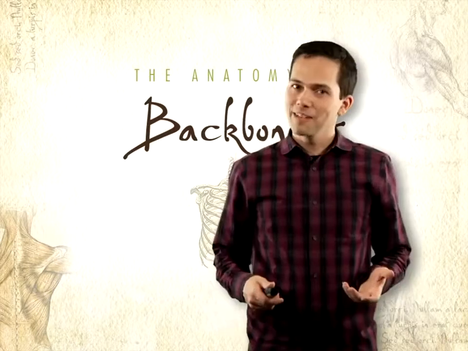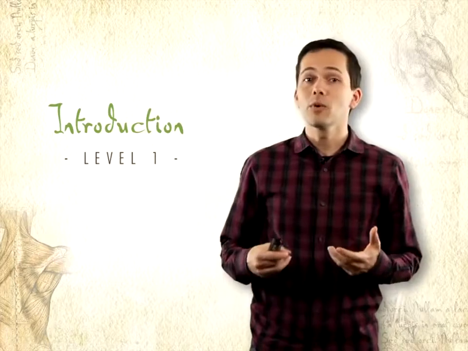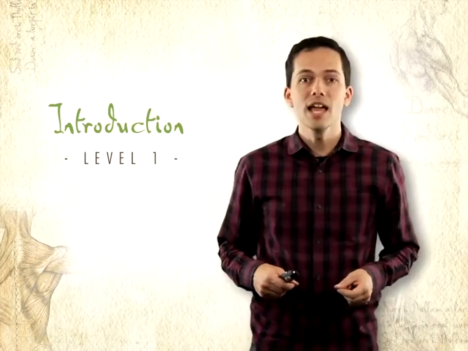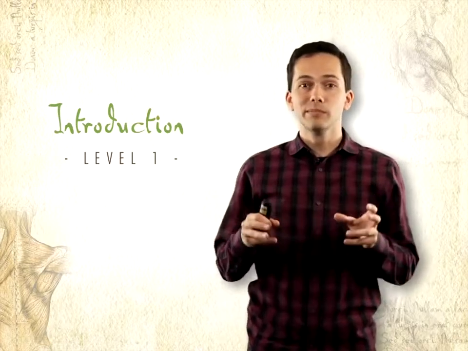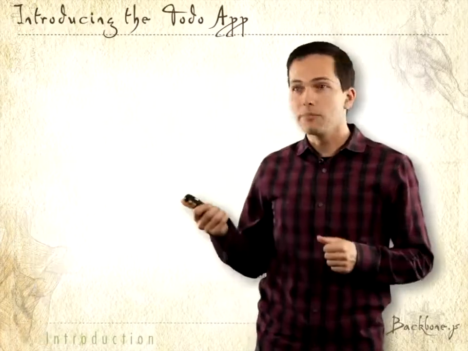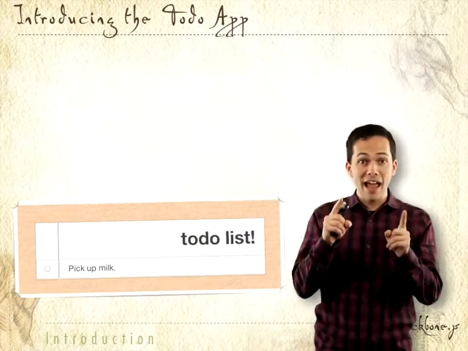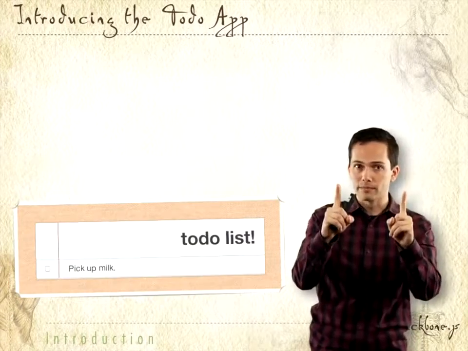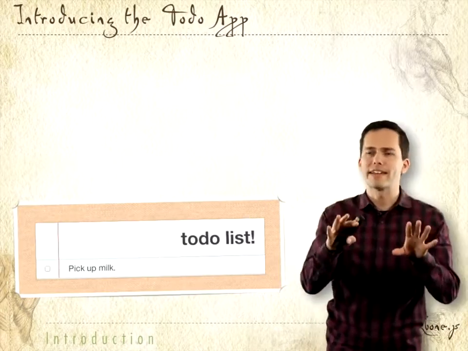You're watching the Anatomy of Backbone.js, and this is Level 1, where we're going to talk about why you might want to use Backbone.js in an application, and we'll walk through a sample application. We're going to create a really simple to-do app. It's going to look something like this. Simple because it only can have one to-do item. It's a feature, not a bug. And we'll explain why that is later.